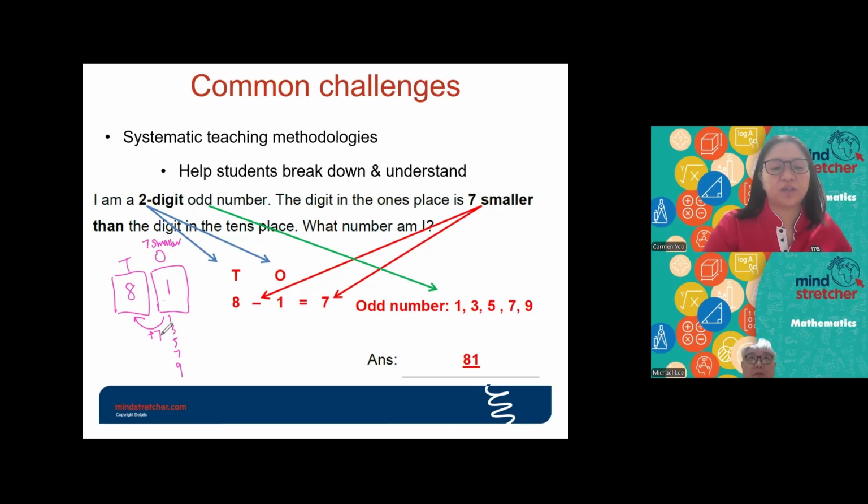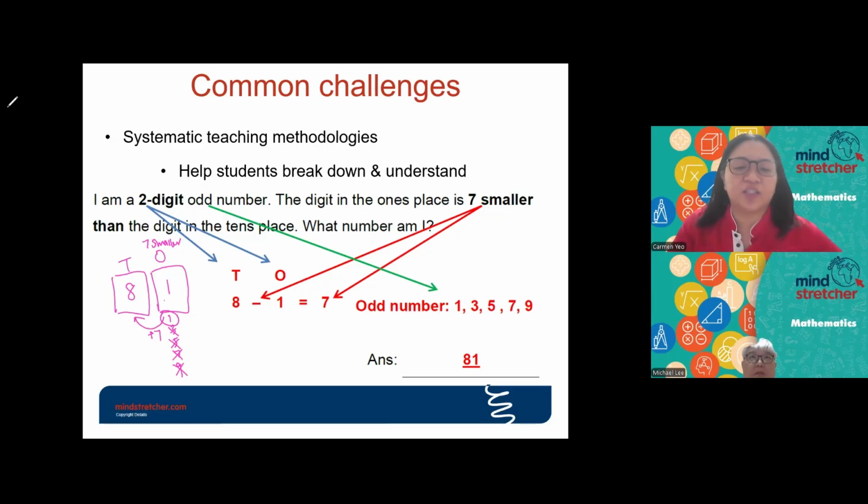So the only possibility is we have 1 in the ones place. Then we add 7, we get the digit 8, right? All the others will result in a 2-digit number. We will not get a single digit, so it's not possible. The answer is 81.